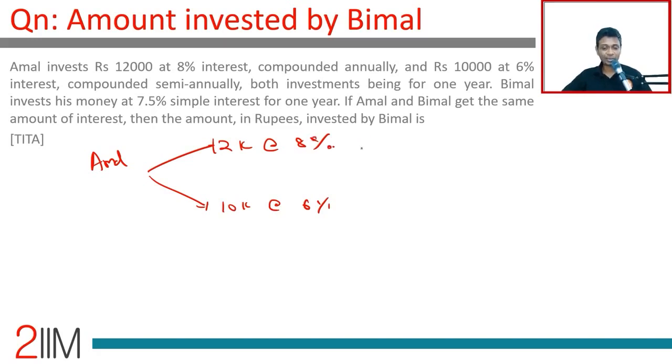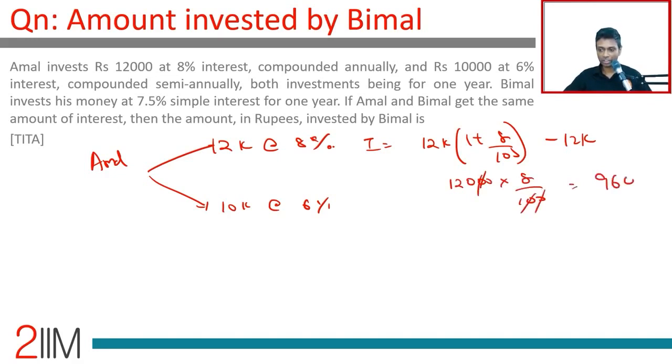It's compounded annually, and the interest is going to be 12k into 1 plus 8 by 100 minus 12k. P into 1 plus R by 100 whole power n minus principal, or it is just 12,000 into 8 by 100.